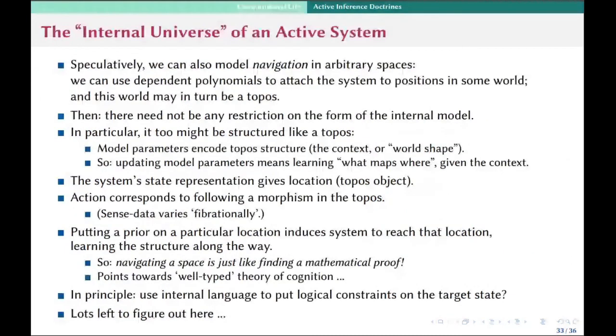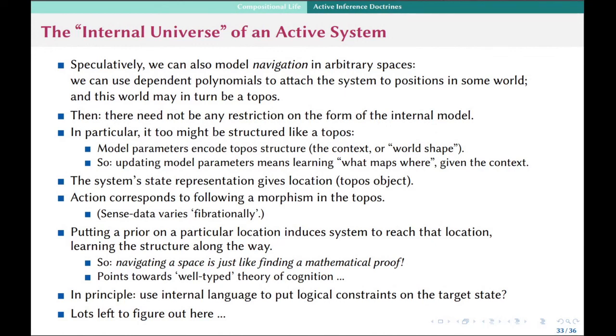We can also use this language to talk about the world inside the mind of a system. We can use this to model navigation of this world. These worlds can be arbitrary spaces. So if we attach these polynomials to positions in some world, that world could be anything. It could be the topos that I started talking about earlier. And there's no need to restrict the type of object that the latent space of the internal model is. It too might be structured like a topos. We could think of the parameters of this model as encoding the structure of the topos that the system expects to be out in the world, the context or the shape of the world. And then updating the model parameters means moving around in this base topos, means learning what maps to where in the world, given the context.